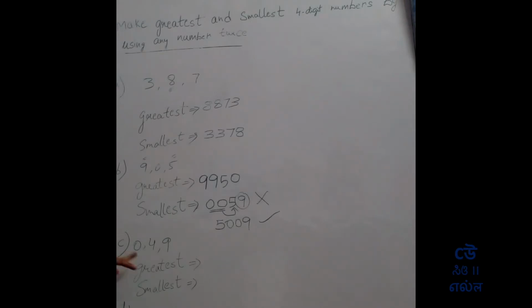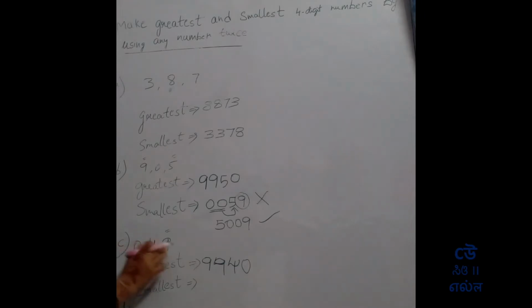Let us solve another problem of that type. The next problem is 049. In this, which is the greatest number? 9. Next, among 0 and 4, which is greater? 4. But we have to repeat a number twice, so we repeat 9 twice. Then the remaining is 4, and the next small number is 0. So the number we formed is 9940.